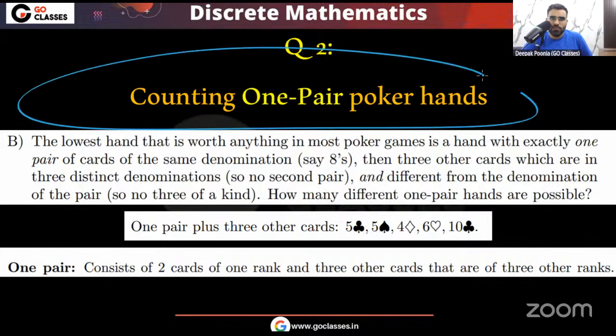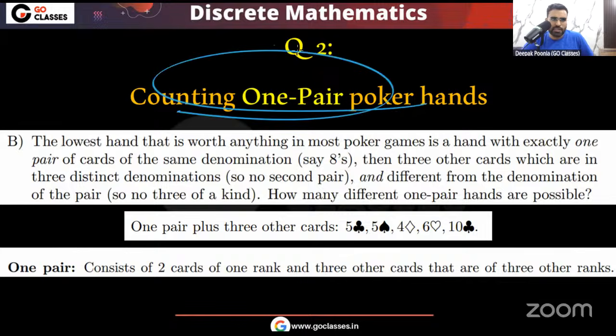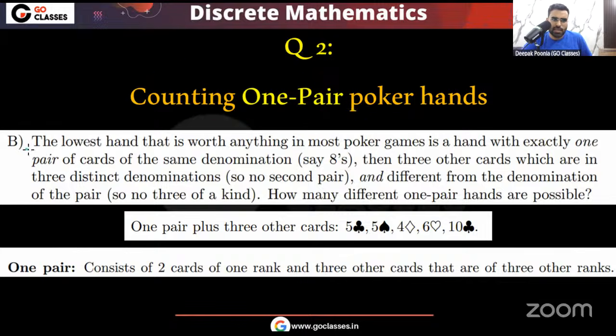Okay, so you can see we are counting the one pair poker hands, and the complete definition with example is given to you. You just have to understand and solve. So let's see what this question is. What is one pair poker hand? Let's understand the definition. The lowest hand that is worth anything in most poker games is a hand with exactly one pair. You can see, exactly one pair of cards of the same denomination, means basically one pair means two cards. So two cards of the same value.